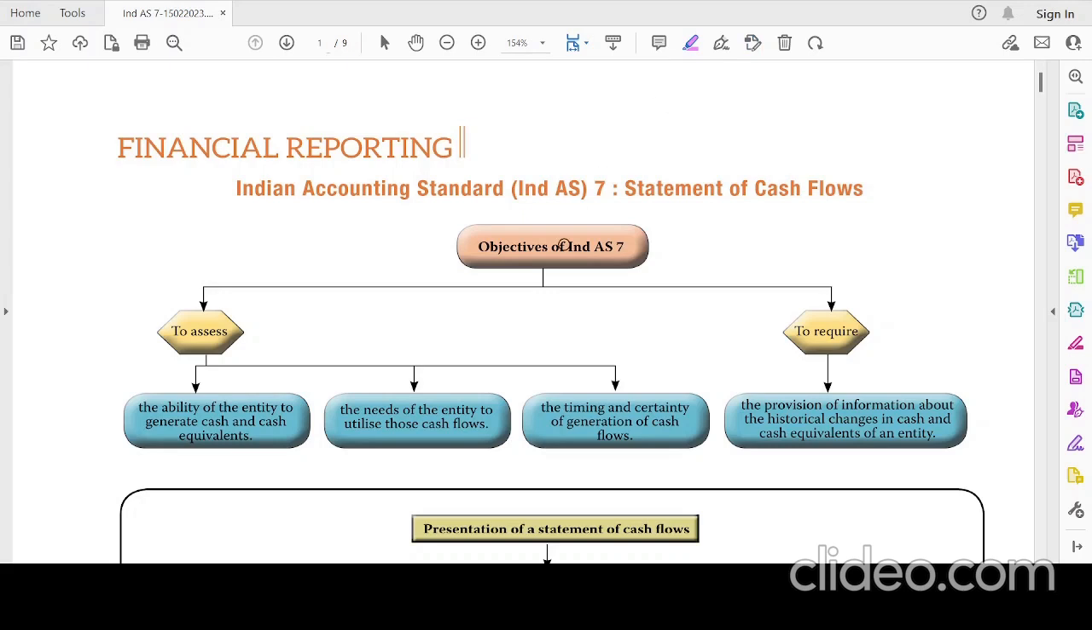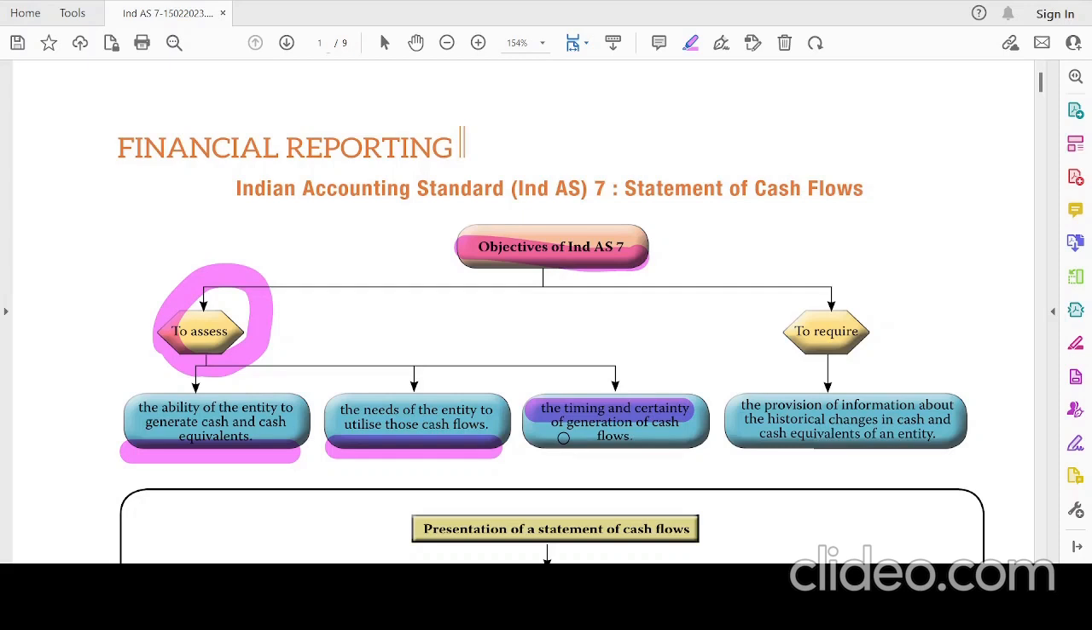First, let's start. The objective of Ind AS 7 is to assess the ability of the entity to generate cash and cash equivalents, the needs of the entity to utilize those cash flows, and the timing and certainty of the generation of such cash flow. First is the ability to generate and needs to utilize, and then timing and certainty of generation of cash flow.